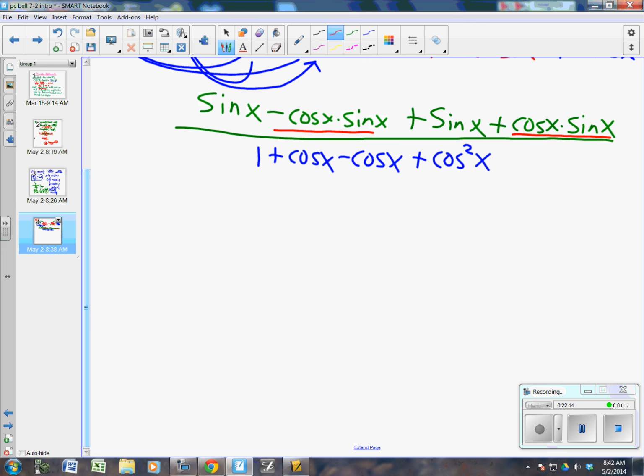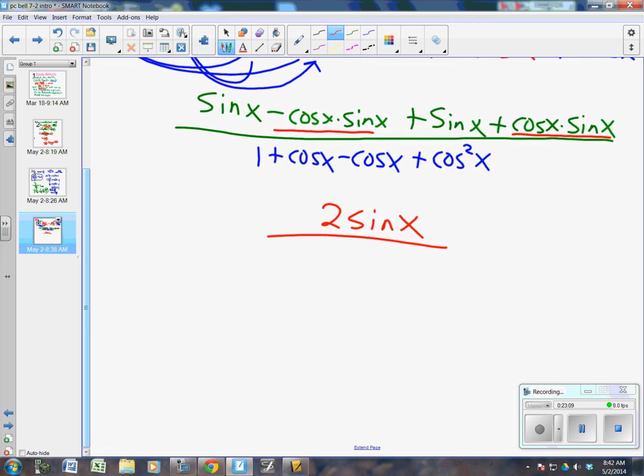So you guys remember when you're adding things and they're the same, you can change it. Like sine of x plus sine of x is 2 sine of x. But sine of x times sine of x is sine squared of x. When you're timesing two things together, you can put them as an exponent squared. If you're adding things together that are the same, you multiply it by 2. So the top just becomes 2 sine of x.